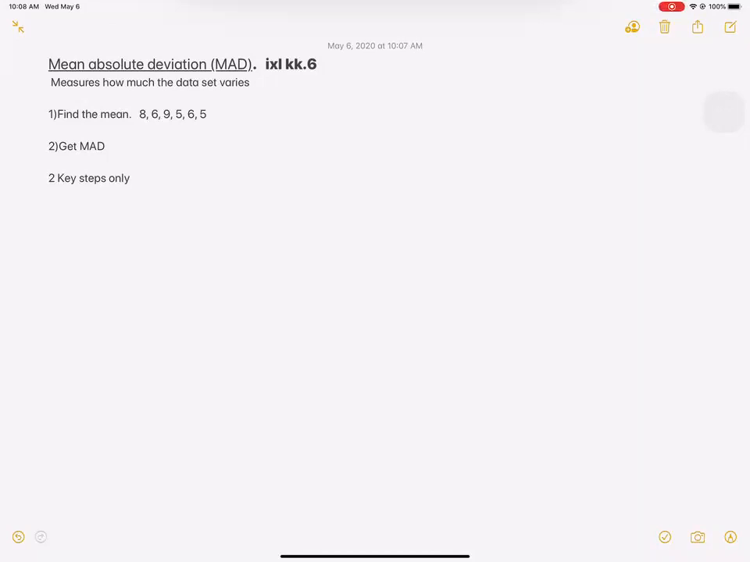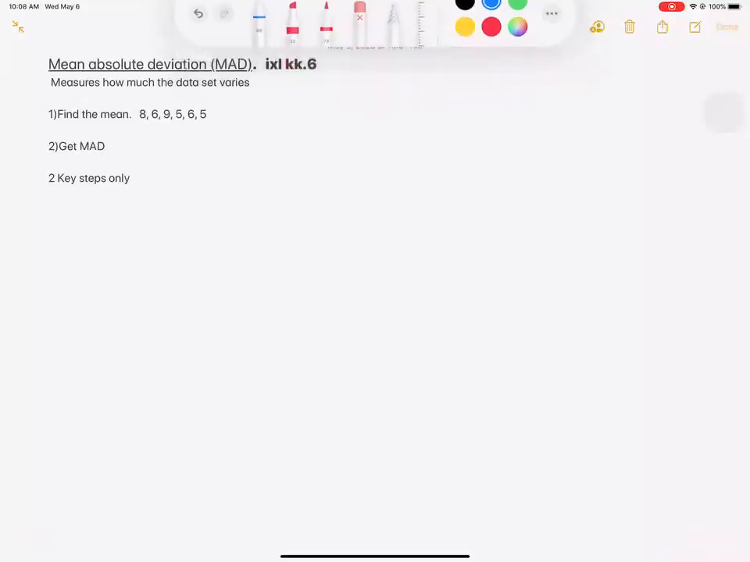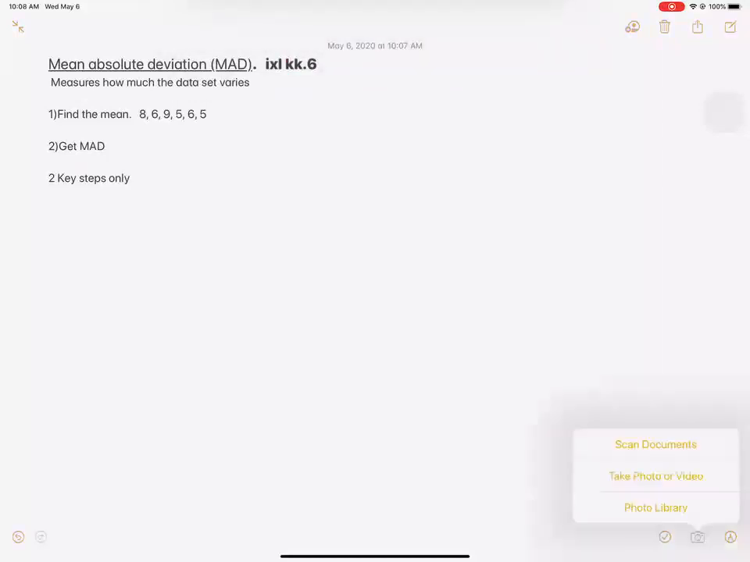without me having to look at every single number. And the mean absolute deviation, it's like three different things in one statement, but it measures how much a data set varies. What that means is how spread apart are the numbers. So let me show you a quick picture. Let me throw it up here.